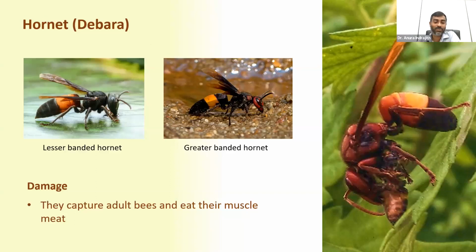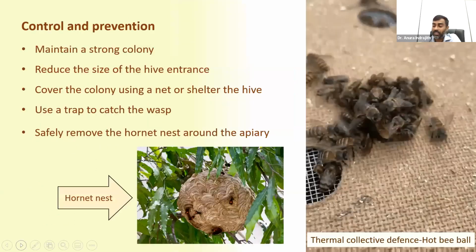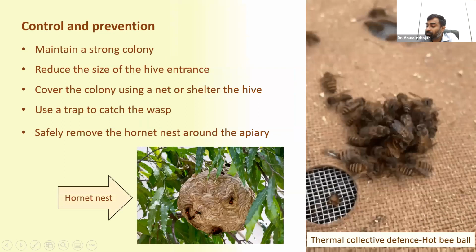Yes, I'm glad to see most of you are correct. Now you can see the incidence here, and the phenomenon we call the hot defensive bee ball. Before coming to that, you can see the Dembara's nest, or the paper wasp nest. I think everyone is familiar with this. If you have a Dembara nest like this very close to your apiary, definitely we have to take some measures. You have to remove this nest from this place.